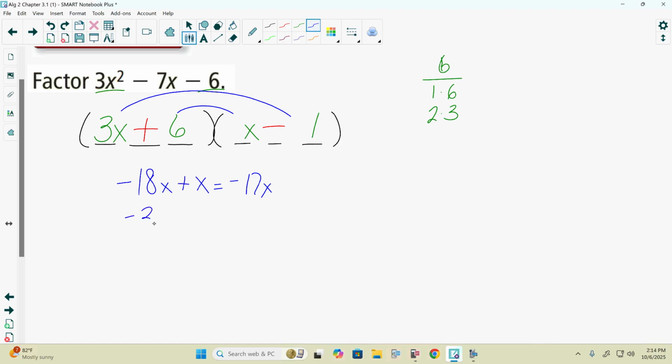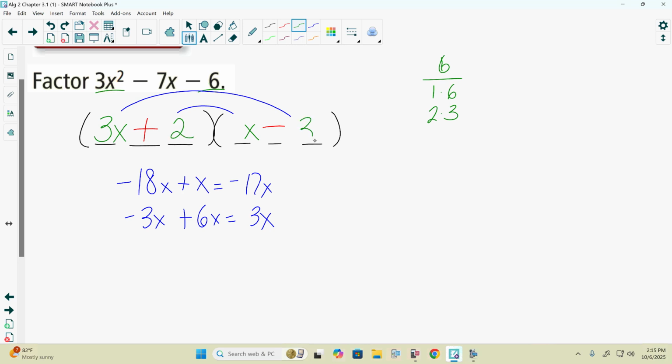3x times negative 1 is negative 3x. 6 times x is plus 6x, giving us a positive 3x. Is that the middle term we wanted? No. So we can switch the 1 and 6 for 2 and 3. 2 or 3 going with the 3x.